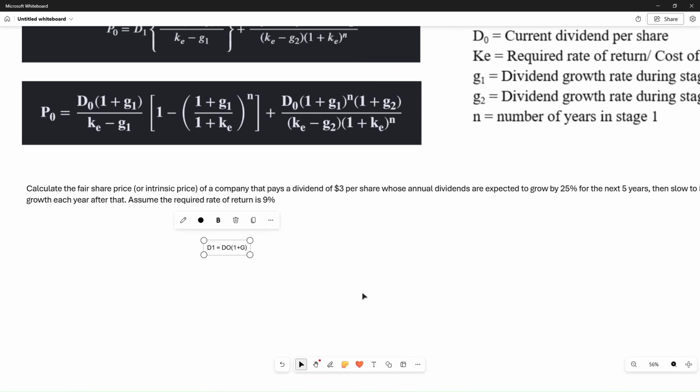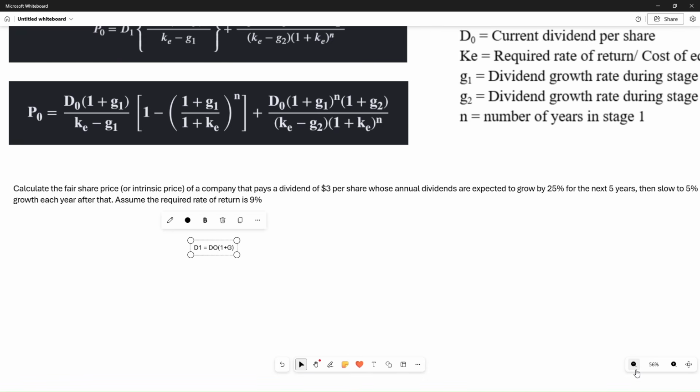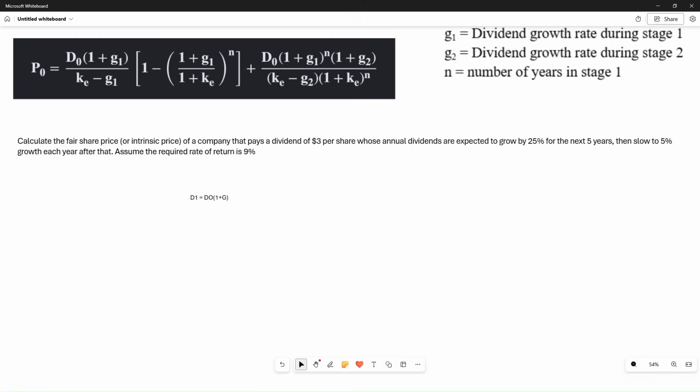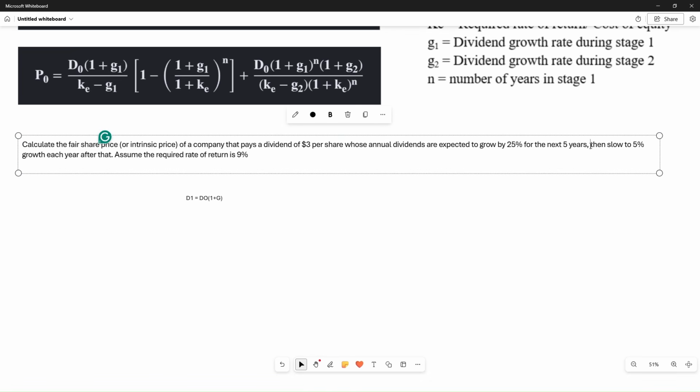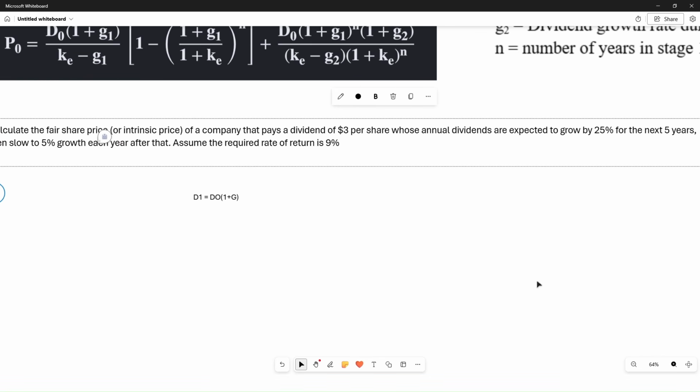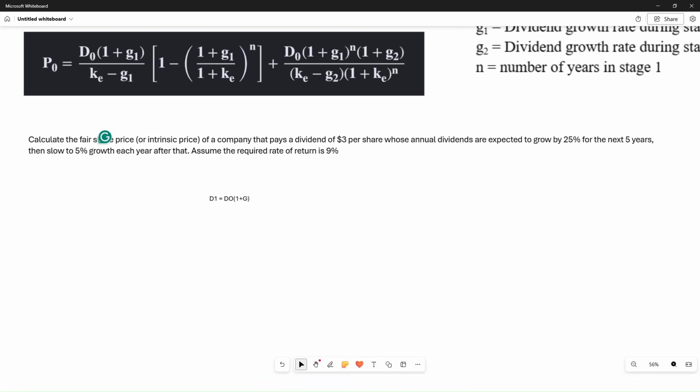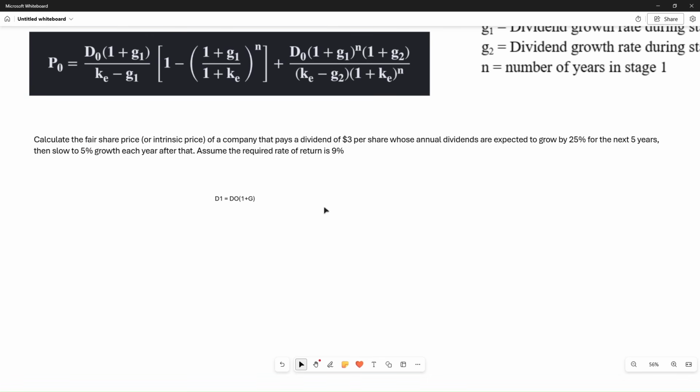Now, from the question we have, let's just take a quick question so the video will not be too long. From the question, let me cut this so we can zoom in properly. So we're trying to calculate the fair price or the intrinsic price of a company that pays a dividend of $3 per share, whose annual dividend is expected to grow at 25% for the next 5 years, basically. So let's pick one by one.